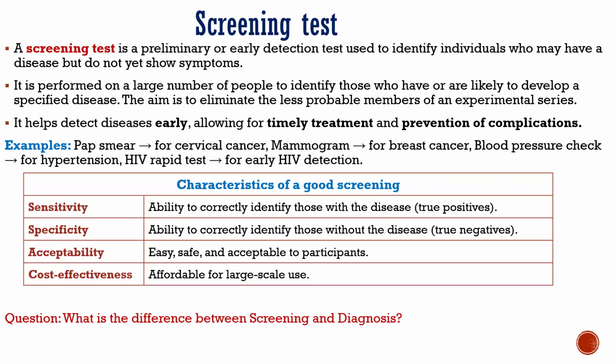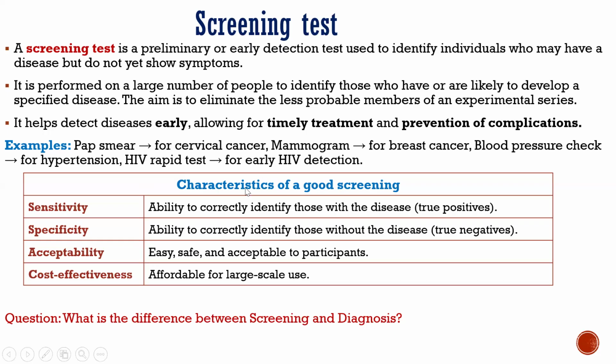So let's take a look at different examples of screening tests. We have the pap smear, which is used majorly for cervical cancer in women. So you conduct a pap smear for most women who want to know if they have a probability or if they already have cancer developing. So when you discover this early, you start treatment. We also have mammogram for breast cancer screening. We have blood pressure check for hypertension. We also have the HIV rapid test for early detection of HIV. So do you understand what a screening test is now?